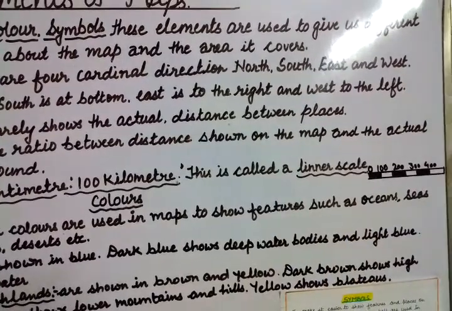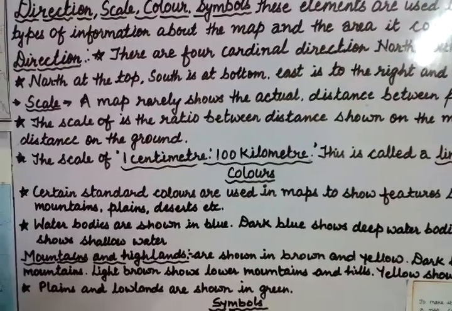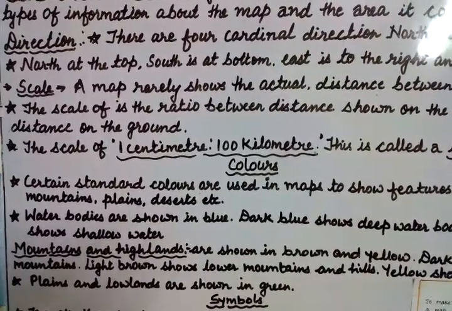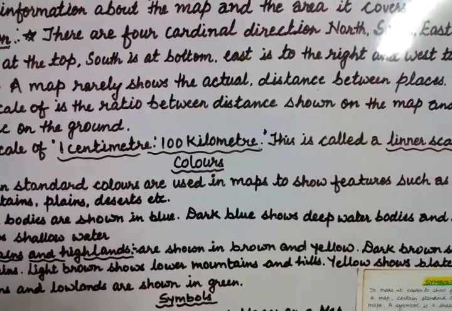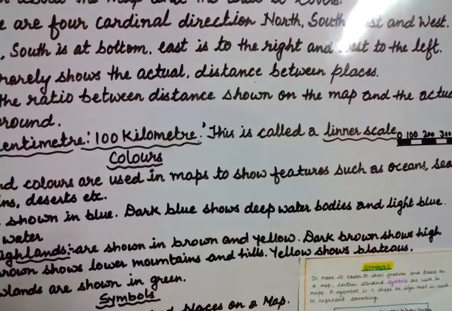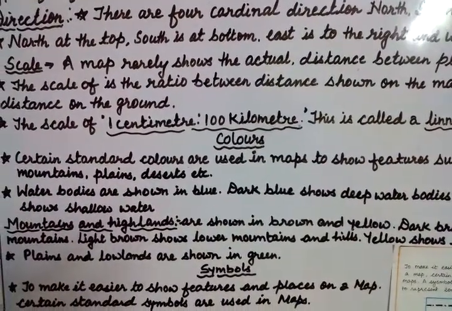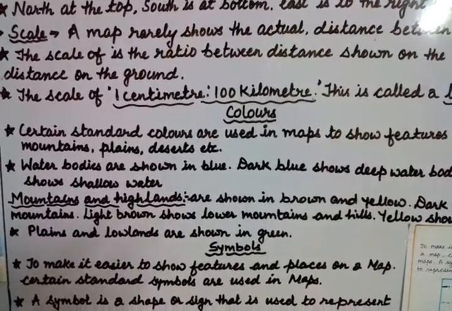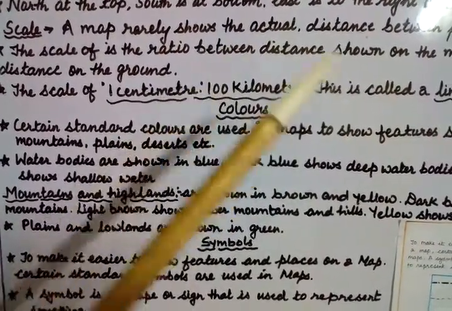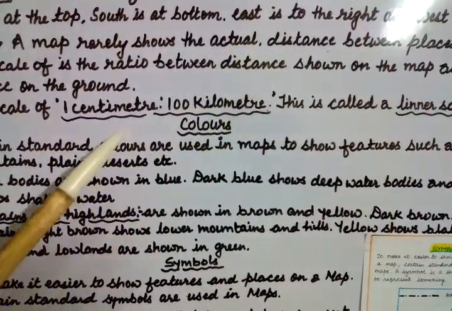I will help you understand here. Suppose your school is 2 kilometers far away from your house. It is not possible to make such a big map on 1 sheet of paper. In this way, when we are making a drawing or a map on a piece of paper, we shrink the distance between the two places. Here 1 centimeter is equal to 100 kilometers.